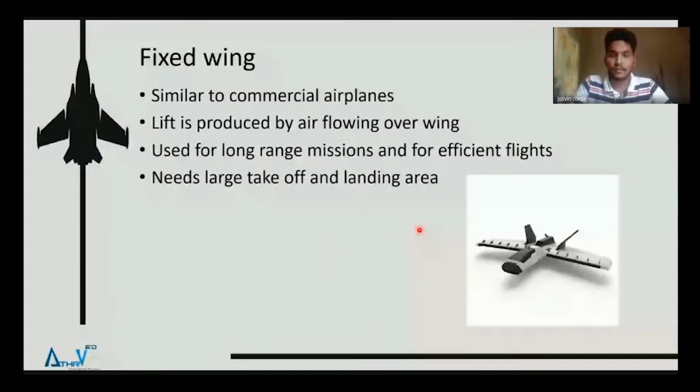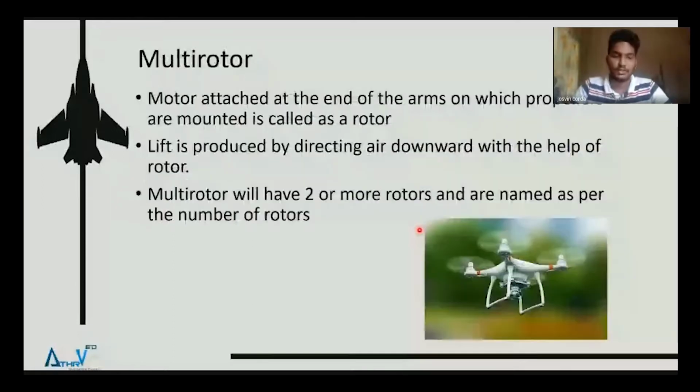The next one is the multi-rotor. This is what we see mostly and widely used nowadays. So what is a rotor? A rotor is basically a motor that is attached to one end of the arms and on which we mount the propellers. And this cumulatively is known as a rotor. In this, the lift is produced by directing air downwards with the help of a rotor, that is a combination of motor and propeller. The naming depends on the number of rotors, that is the number of propellers or motors that you have on an aircraft.